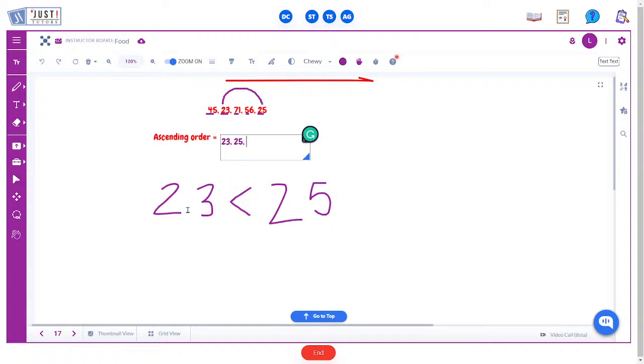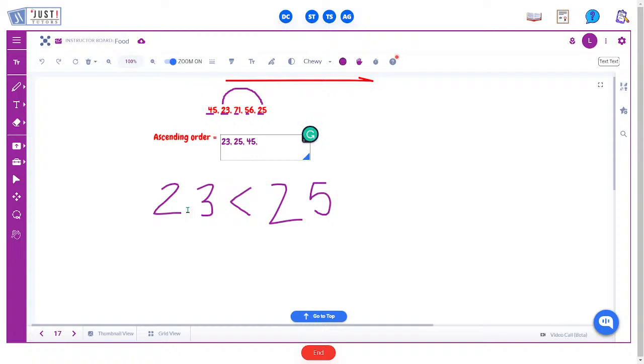Now after the 23 and 25, we have 45, 71 and 56. Now 45 का first digit है 4, 71 का first digit है 7 and 56 का first digit है 5. So what we would do? We would compare 4, 7 and 5. Now 4, 7 or 5 में we know that 4 is the smallest. So the next smallest number would be 4.